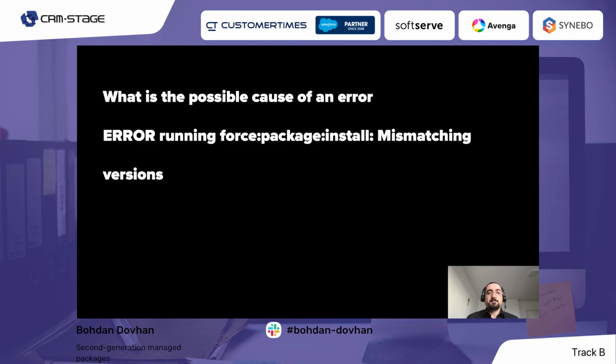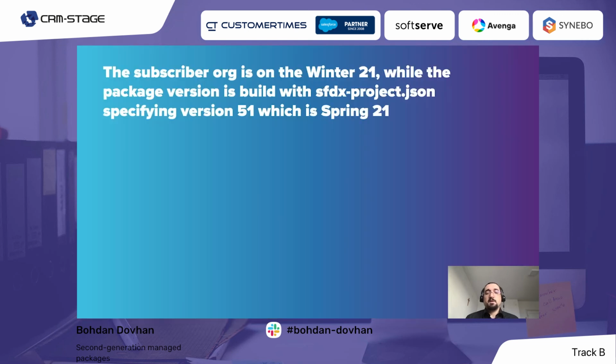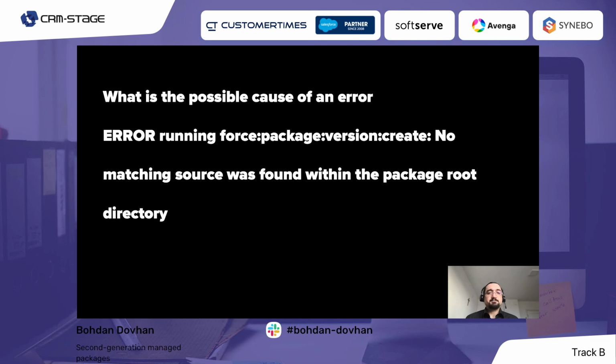We can move further. Next, what is the possible cause of an error running force package install mismatching versions? This error may happen when the subscriber org is on Winter 21, while the package version is built with sfdx-project.json specifying version 51, which is Spring 21. So it's simple. Next, what is the possible cause of an error running force package version create, no matching source was found within the package root directory?